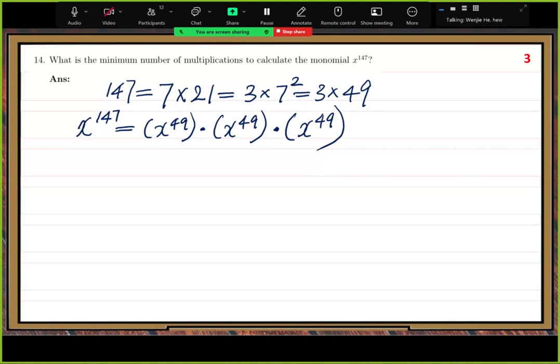So you try 49. There are many different ways for 49. You may compare repeated squaring and repeated cubing. Typically these two ways. All right, so here, repeated squaring, let me write here.